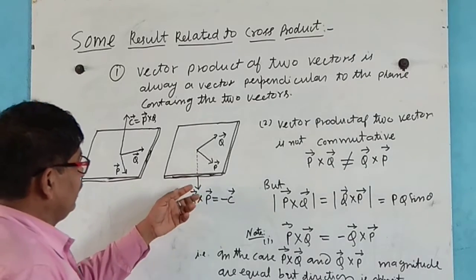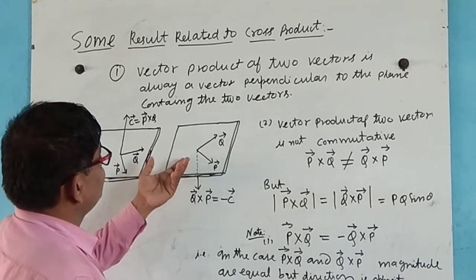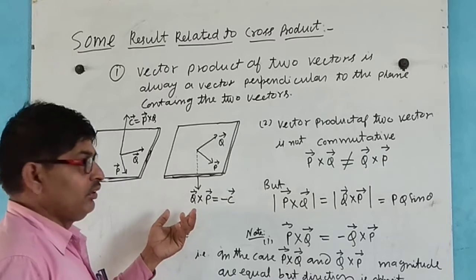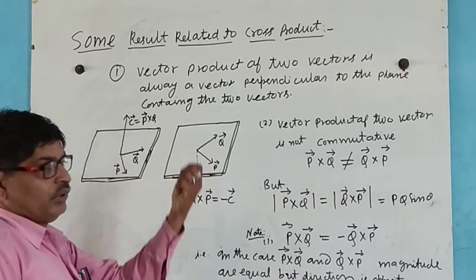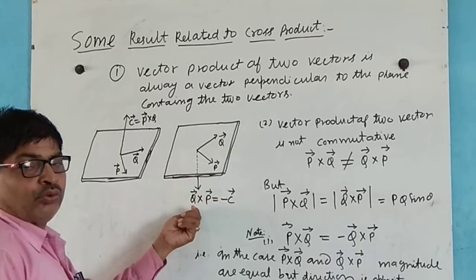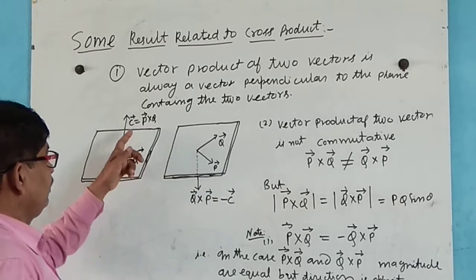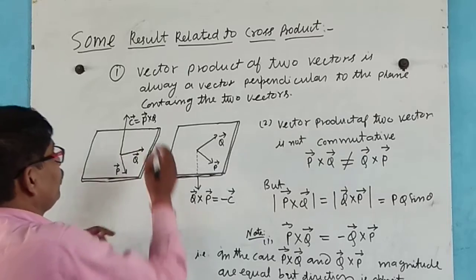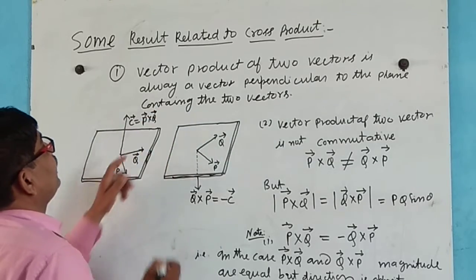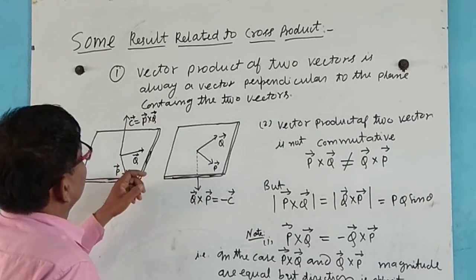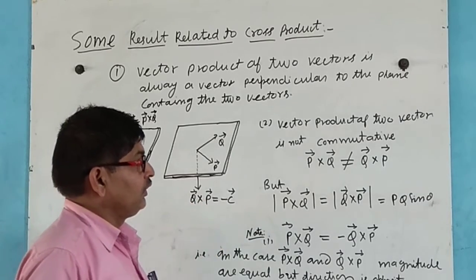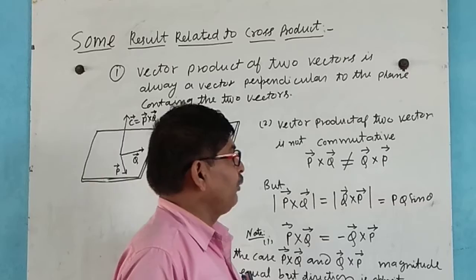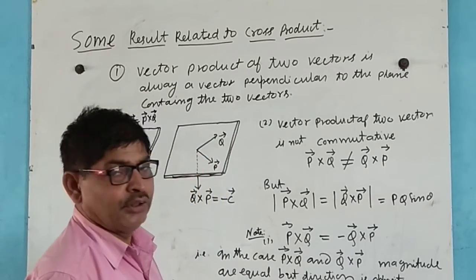But in this case, Q cross P, the side changes, so the perpendicular direction is also changed. Here, the resultant of P cross Q is equal to C, whereas Q cross P is equal to minus C. Second, the vector product of two vectors is not commutative.